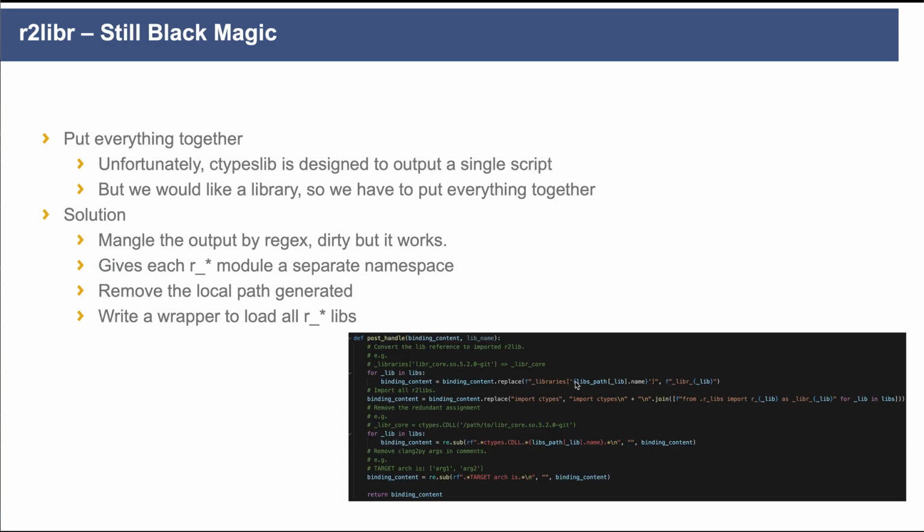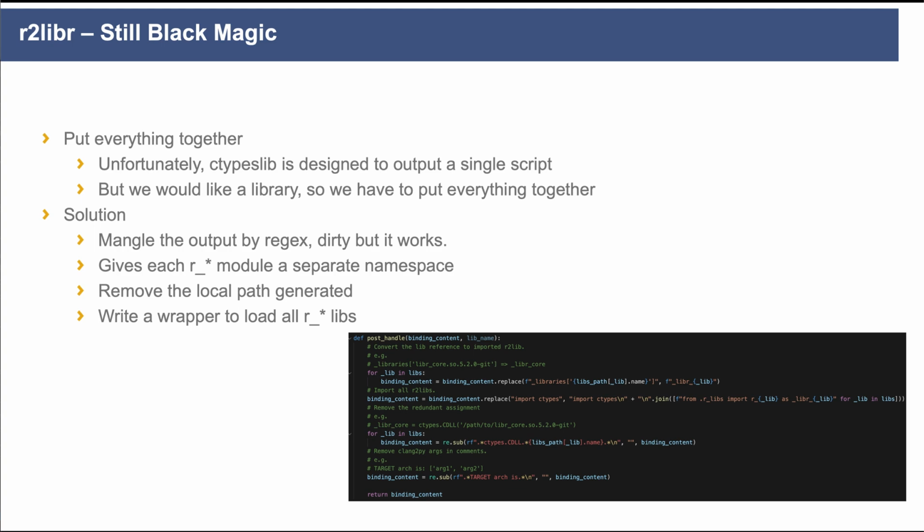So that's still not enough. We still have more black magic. After we generate the bindings, we have to put everything together. Unfortunately, ctypesgen is designed to output a single script. For example, you have a header, you have a source file, it just generates that script, and you can only use it with that script. But we would like it to be more elaborate. We want, for example, to import r2 and get everything. So we have to put everything together.